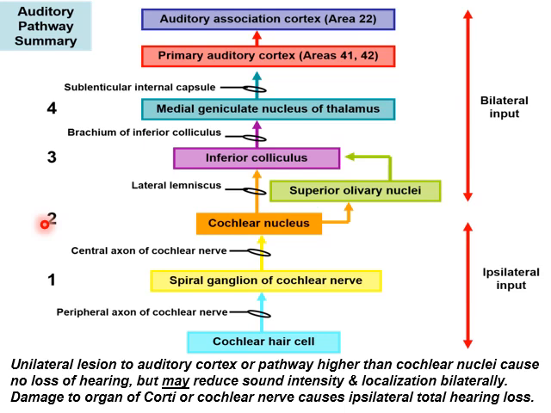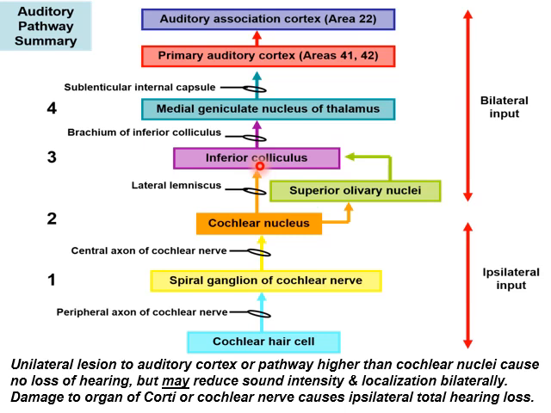If there is a unilateral lesion to the auditory cortex or the pathway higher than the cochlear nuclei, it will cause no loss of hearing. The patient will be able to hear. Why? Because, as I said, the signal is transmitted bilaterally. So if you damage one side, the opposite side is working, so you'll still receive the signal and you will still be able to hear the sounds very well.